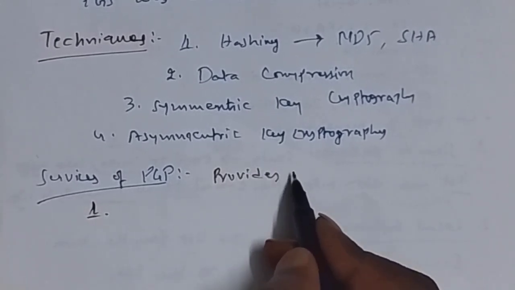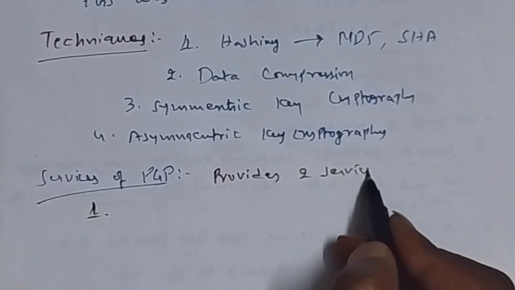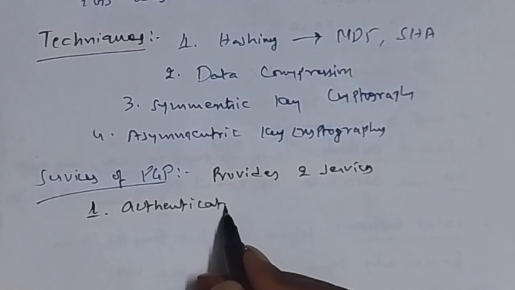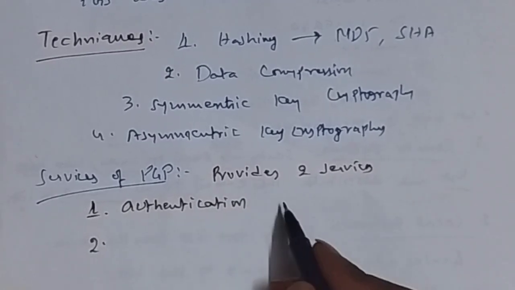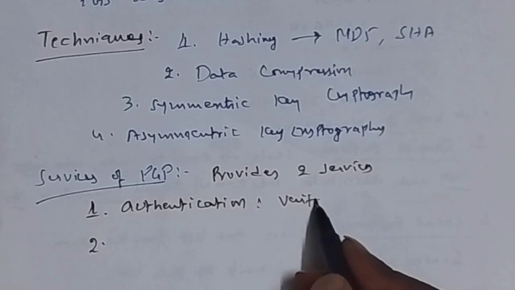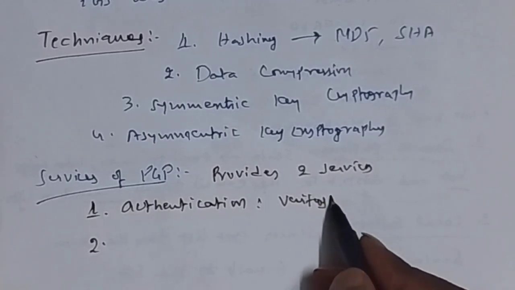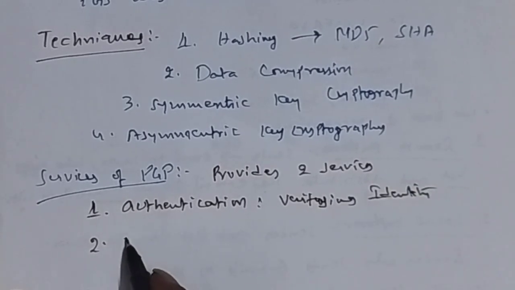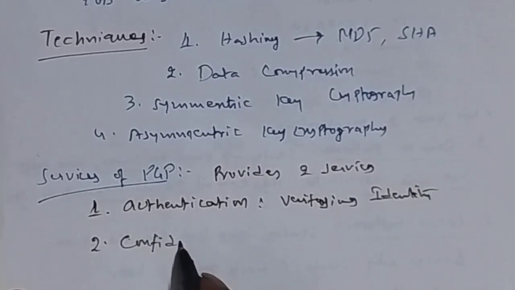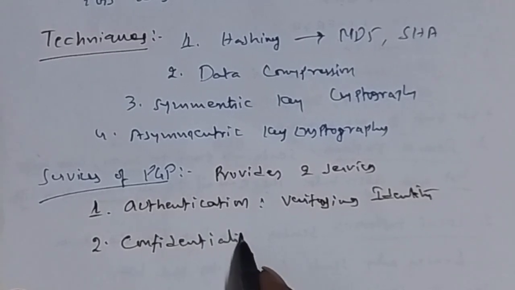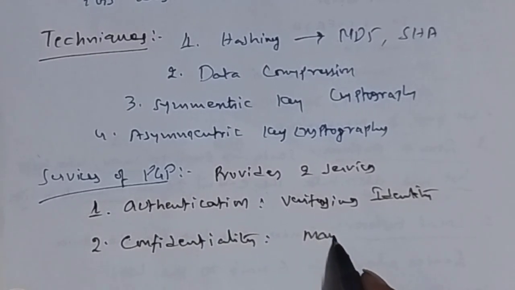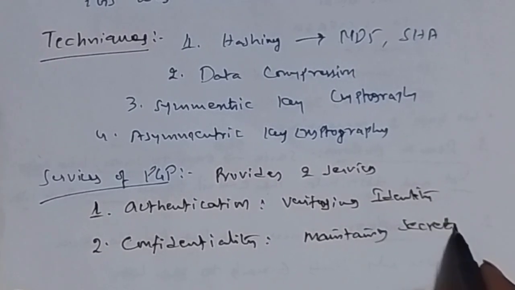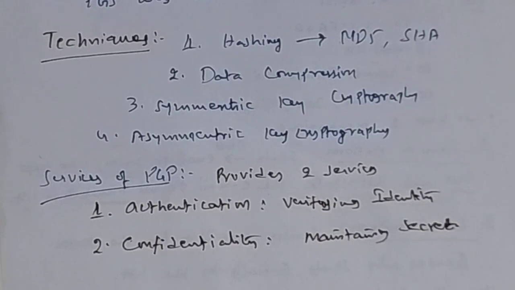The first one is authentication. What is the meaning of authentication? Authentication is nothing but verifying identity. The second one is confidentiality. What is the meaning of confidentiality? Confidentiality is nothing but maintaining secrecy. The data will be maintained as a secret.